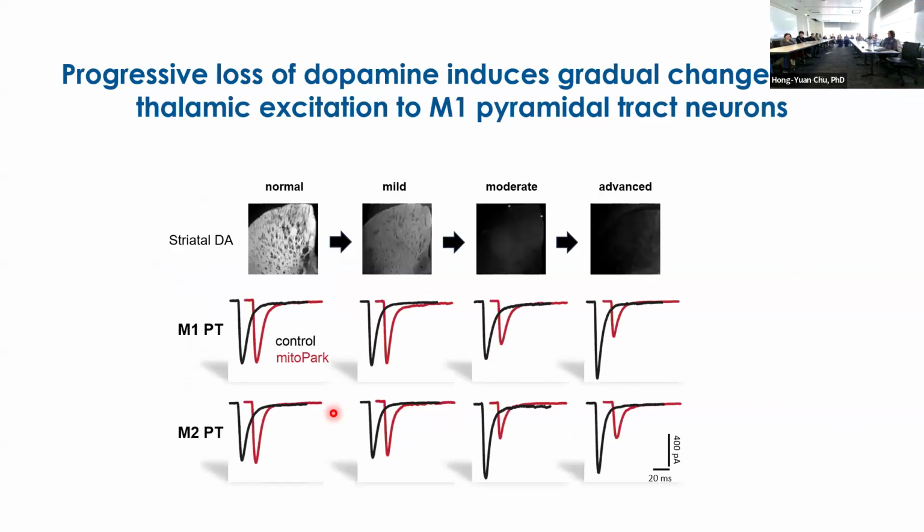To summarize what we have from Parkinson mice, it looks like as striatal dopamine is progressively lost, there's a progressive reduction of the thalamic excitation to M1 and M2 PT cells. We still need to confirm that M2 PT cells may be affected at an earlier time point compared to M1. We also studied the intrinsic excitability of PT cells, which shows a dramatic reduction at 24 weeks in M1 PT cells, but at about 18 weeks in M2 PT cells.